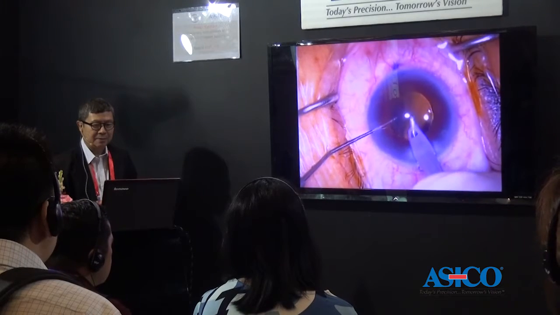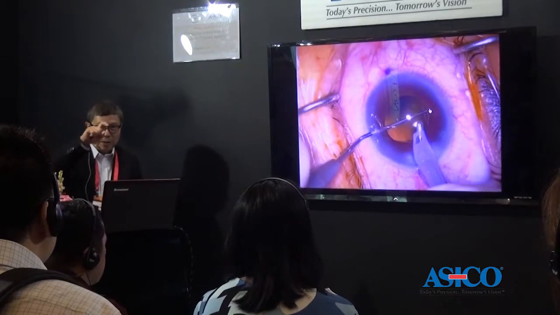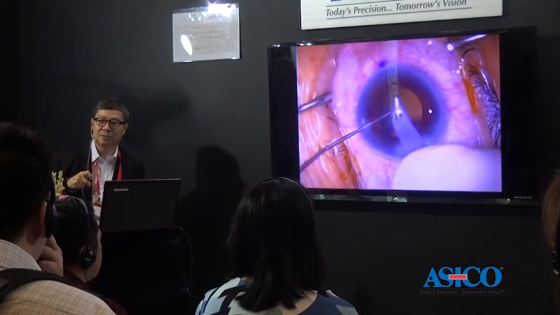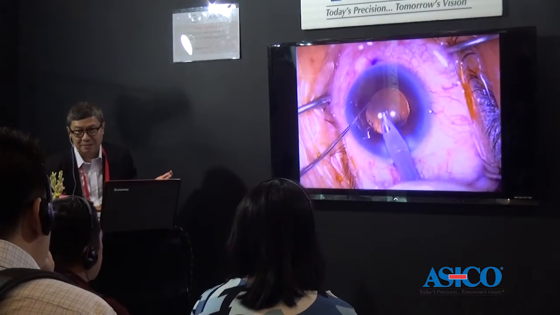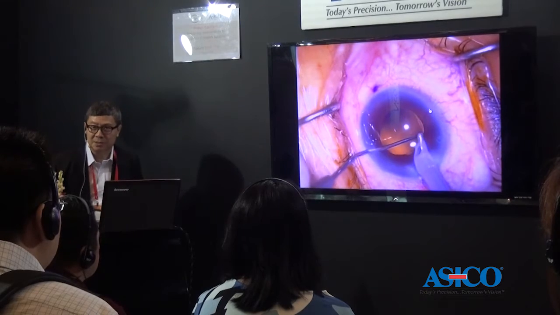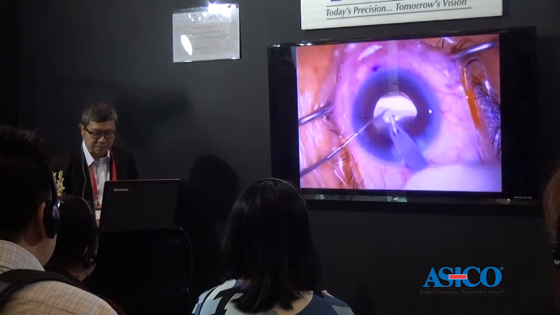You see that line? You see that line there? When I was rotating that lens blindly, I ruptured that posterior capsule. It's a rare event, and I thought that would be the only time it would happen to me, but I've done it 2 or 3 times. And after that, I decided, what's wrong? Why am I rupturing this capsule?